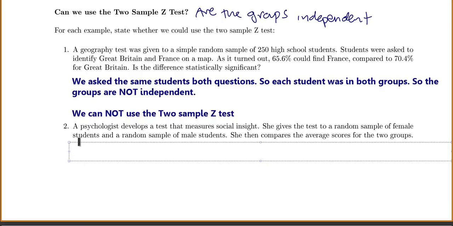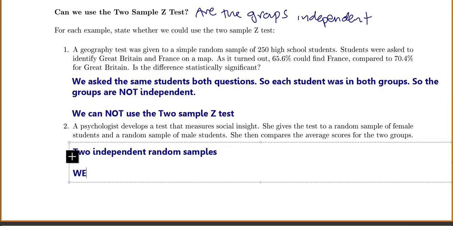So for our next one, a psychologist develops a test that measures social insight. She gives the test to a random sample of female students and a random sample of male students. She then compares the average scores for the two groups. Now this one, notice how there's two different groups. We have a random group of female students, a random group of male students. I don't see any way that these students are related, and so this would be two independent samples. So two independent groups, so we could use the two-sample z-test.